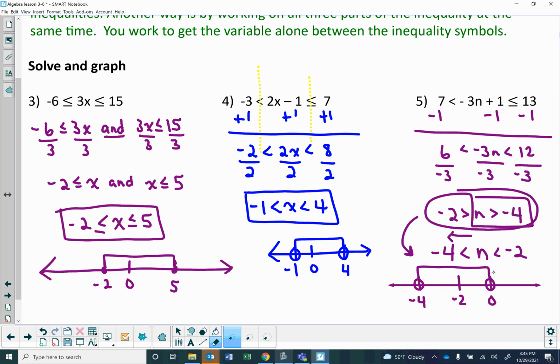Silly me. I will get rid of that and fix that right now, because silly me, I did not graph what I was supposed to graph. -2, there we go, that's better. And now we have our answer. So this is our solution written as an inequality, and then of course the solution is underneath it. All right, let's take a look at some word problems.